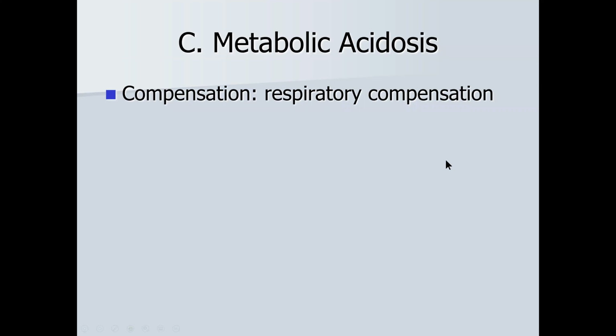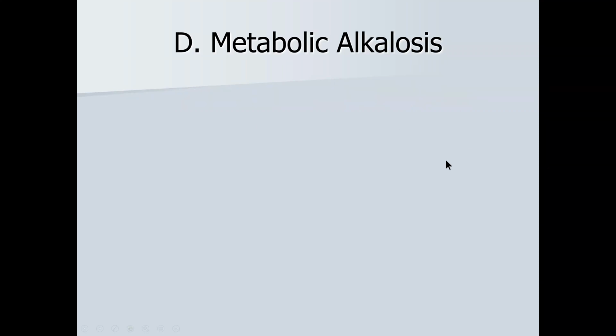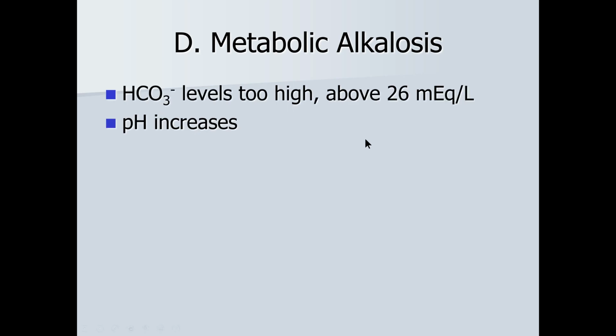So you have respiratory compensation. Now we have metabolic alkalosis. What does that mean? Our bicarbonate levels are too high, above 26 milliequivalents per liter, and the pH increases. Alkalosis means less hydrogen ion concentration. What do we want to do there if we're going to do respiratory compensation?